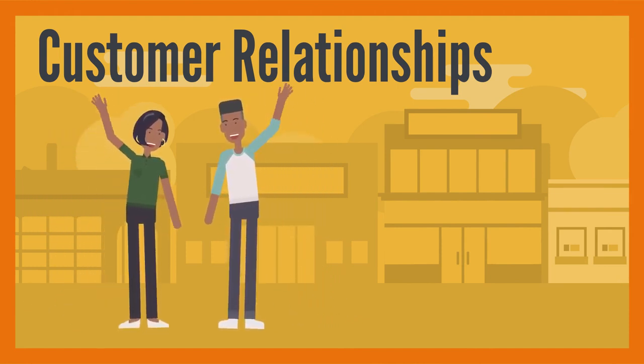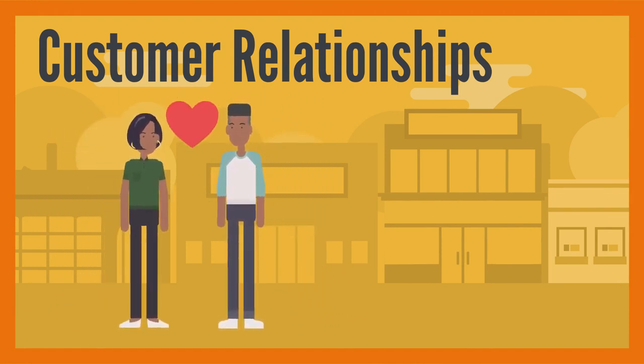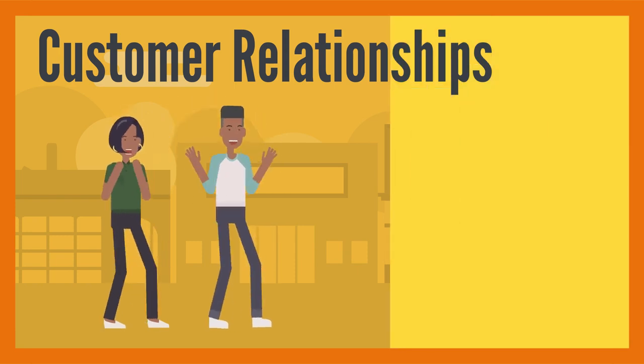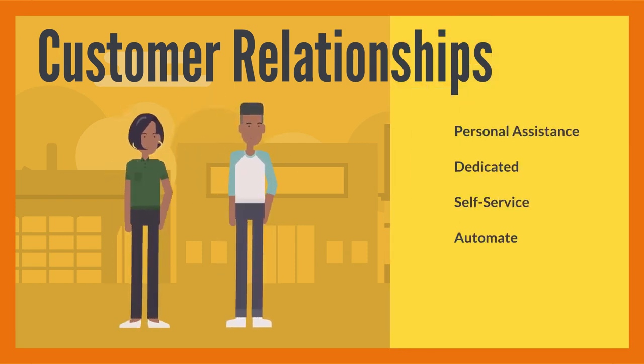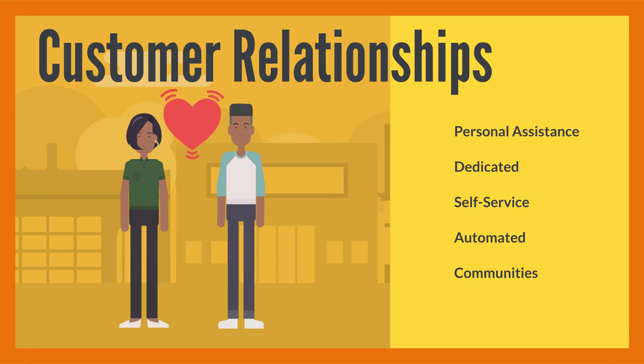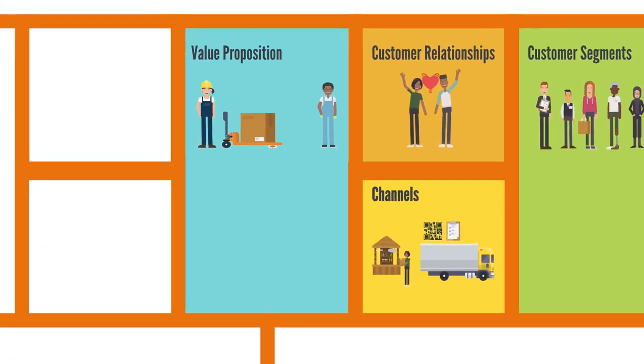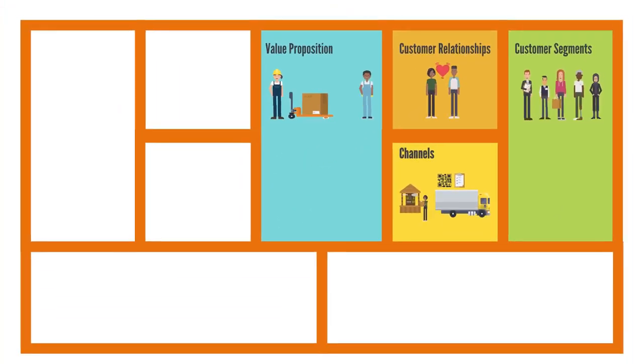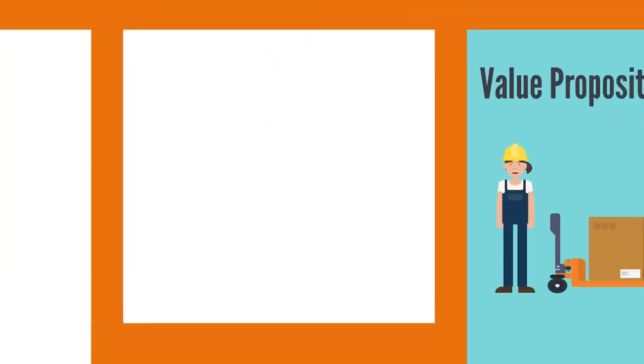How does your organization interact with each of your customer segments? This can range from a personal interaction to self-service or automated experiences. Or it could include a more collaborative relationship through a sense of shared communal experience, or even working with customers to jointly create offerings. These first 4 building blocks are essentially concerned with the customer, who we serve and how we do it.